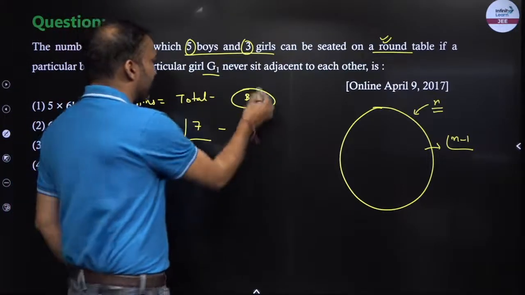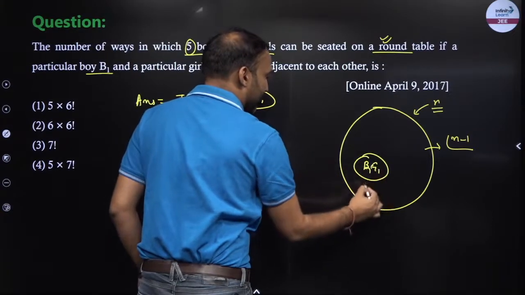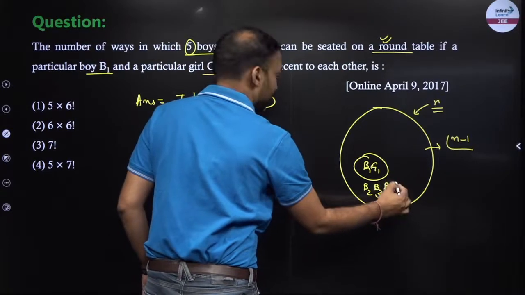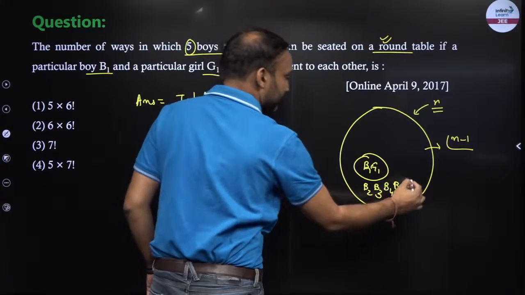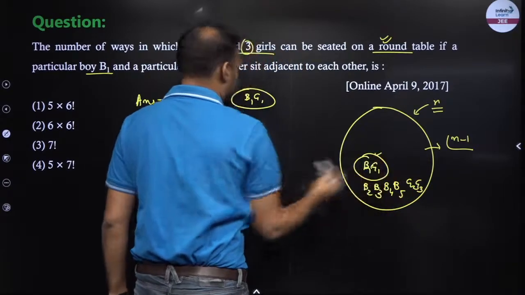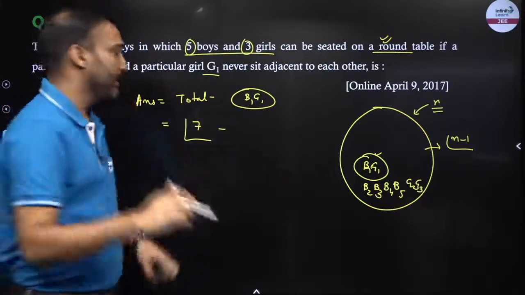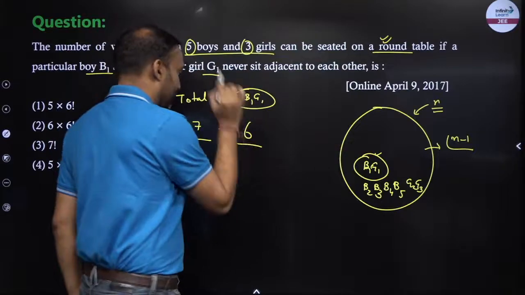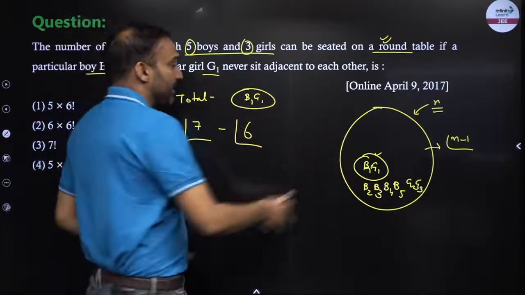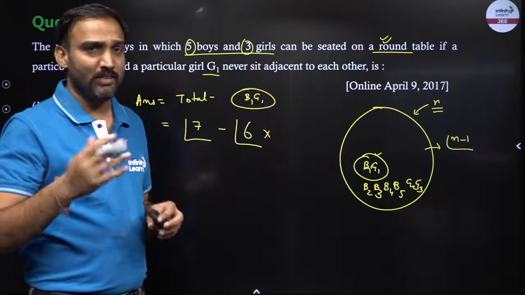So you tie them by a rope. Now if you tie them by a rope, you have B1 and G1, and then you have the remaining 6 people. 5 boys were there and 3 girls were there. So you have these 6 people and this 1 packet. So I have 7 people, or 7 things, on a circular table. So that would be factorial 6. Don't forget, you have 7 things you have to arrange on a circular table. And then B1, G1 are tied by a rope. So inside the rope also I can do the arrangement: B1, G1 or G1, B1.